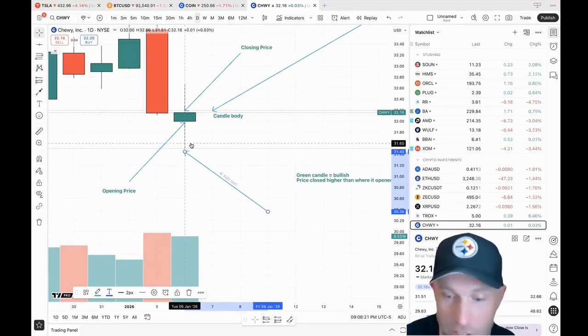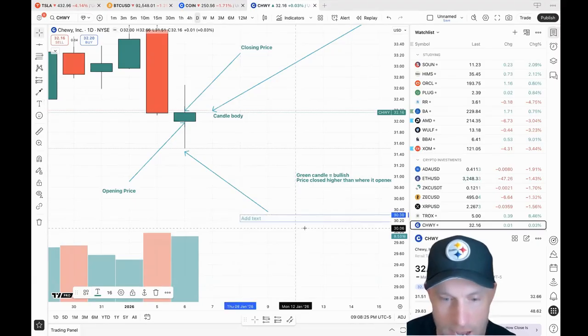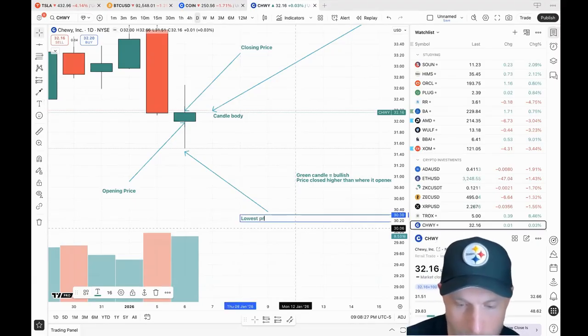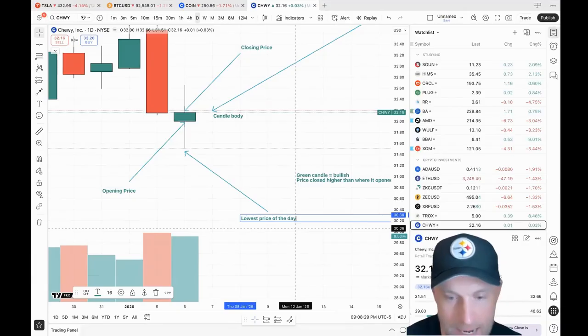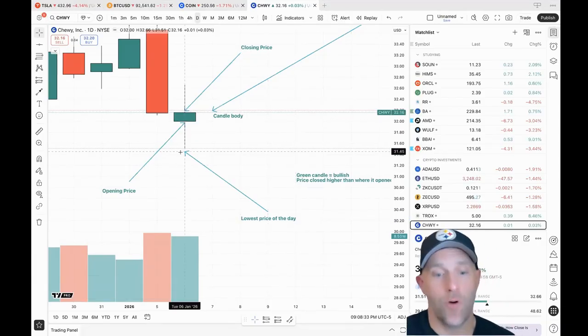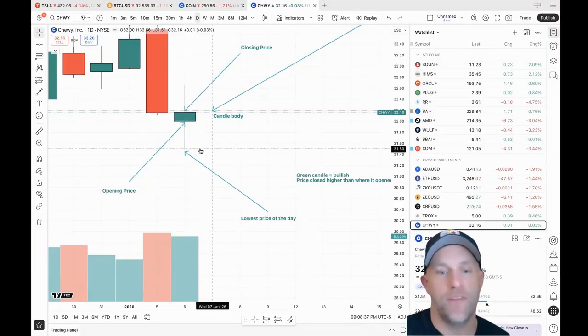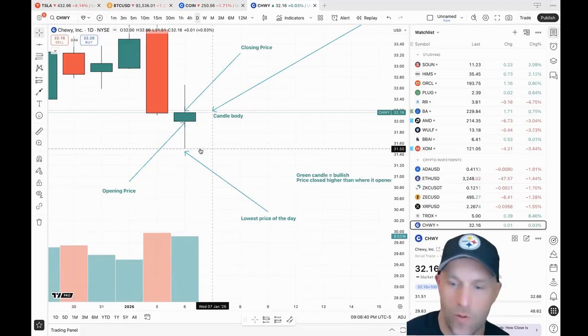Ben, yes, that is the lowest price of the day. Very, very good. Great job. This is the lowest price of the day. Now, here's the thing. The bears pushed the price down. They dropped it. They got it down to 31.51, but they couldn't hold the price there.